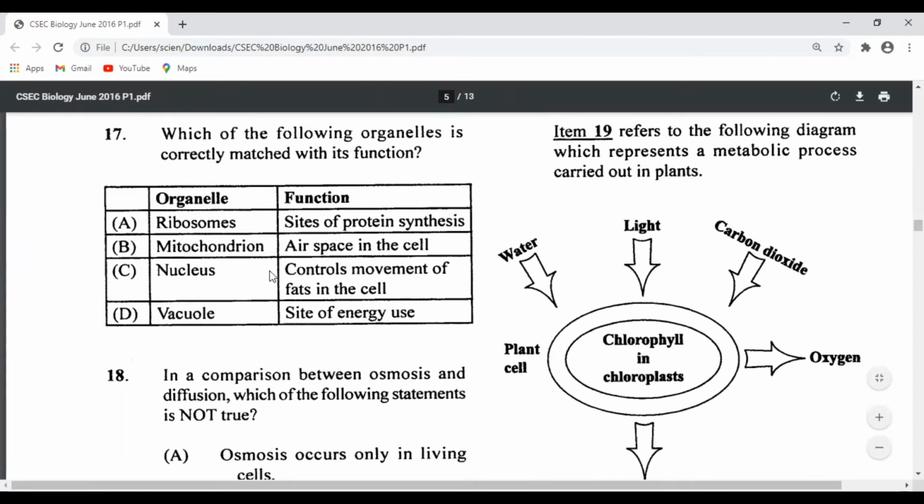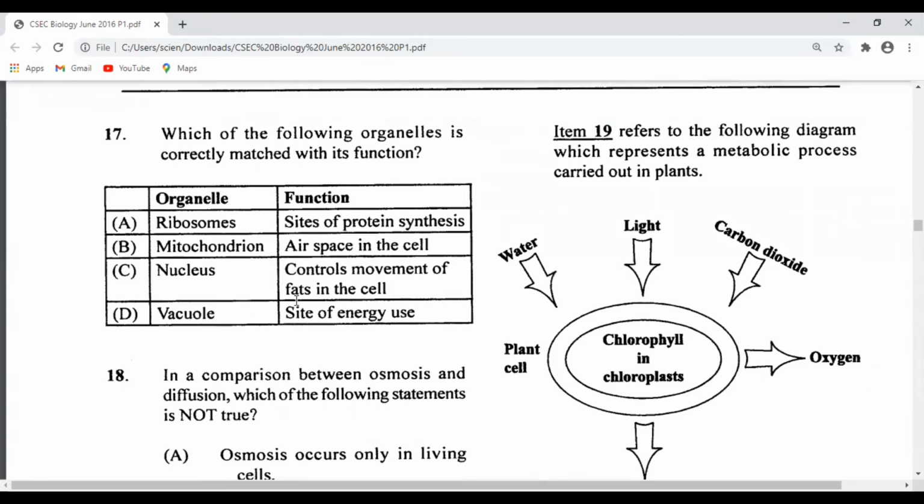So the nucleus controls the movement of fats in the cell, that's not the function of the nucleus, because the nucleus is the brain, it controls everything that goes on, but not necessarily the movement. And the nucleus houses the DNA, which is the genetic information. So the mitochondria is a site of energy, so airspace is not the function of the mitochondria. So the ribosome is the only one that is correctly matched, which is the site of protein synthesis.